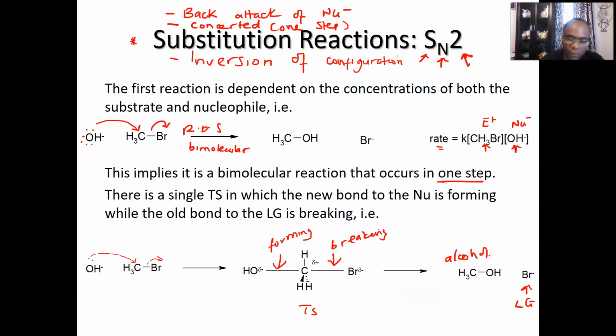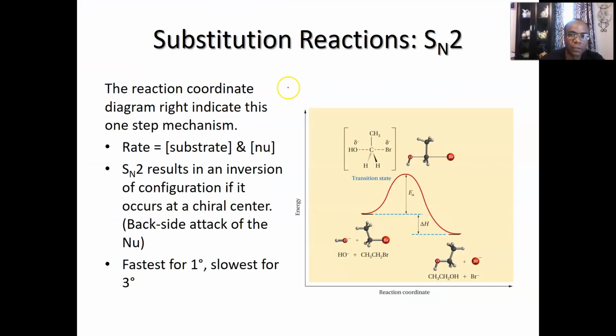Now, in terms of the energy diagram, the transition state will be up here. These are your reactants, the alcohol and the alkyl halide, and these are your products. Okay, you get your alcohol. Now, because the nucleophile attacks from the back, we say that the backside should be much more accessible.